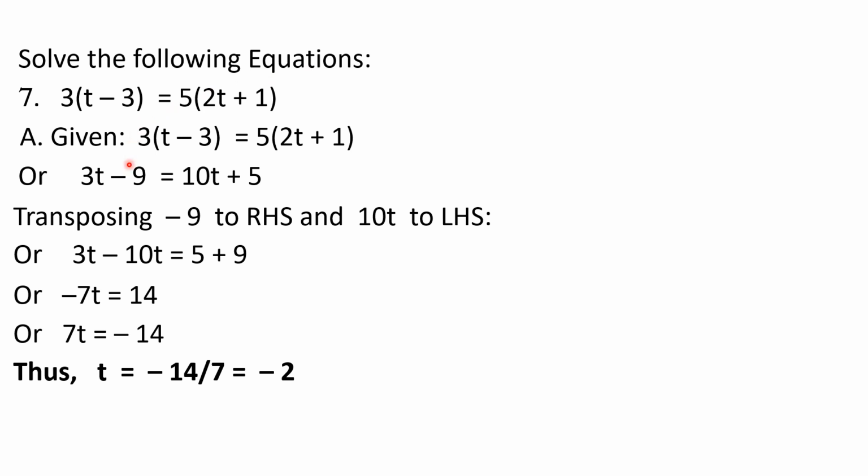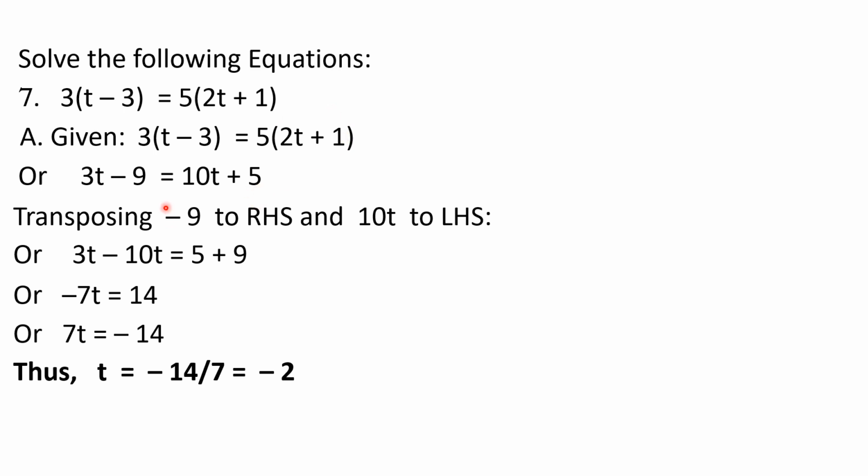Very easy questions, and the common instruction is solve the following linear equations. So question number 7 is 3(t - 3) = 5(2t + 1). This is given to us, and the first thing to do is open the brackets. So 3 into t is 3t, 3 into minus 3 is minus 9, 5 into 2t is 10t, and 5 into 1 is 5, so plus 5.